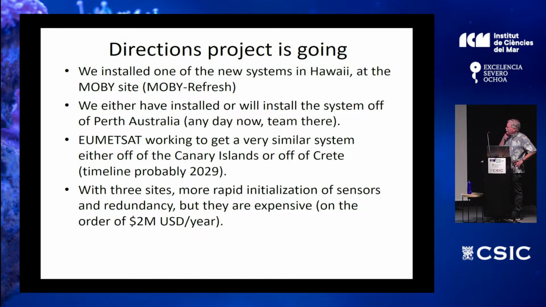EUMETSAT is actually working to get a very similar system, and we're working with them in their procurement process. We can't supply it. It has to be supplied by a European country or company, so we're just helping them see what our specs are and how we built it, and it'll be either off of the Canary Islands or off of Crete, probably by 2029, the way that project seems to be going. So with 3 sites, we'll have more rapid initializations of satellites and some redundancy.